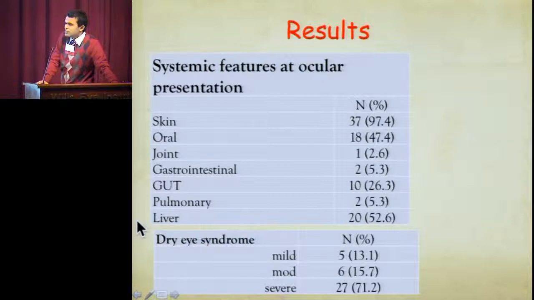Looking at the systemic features of our cohort of patients, the majority of them had skin features, chronic dermatitis, depigmentation, and the other commonest features were oral lesions and liver function changes. Regarding dry eye symptoms, 27 out of 38 patients had a pretty severe dry eye at the time of presentation, which is not surprising when you consider that the patients presented around 34 months after they had GVHD. So it's not surprising that 70% of our patients had a severe dry eye.